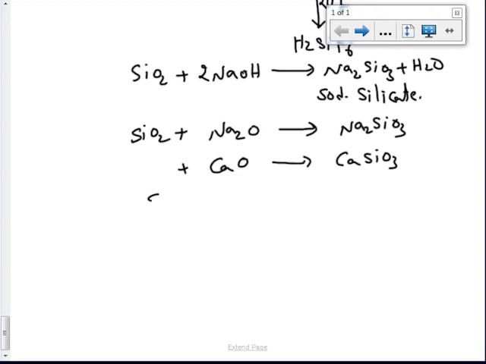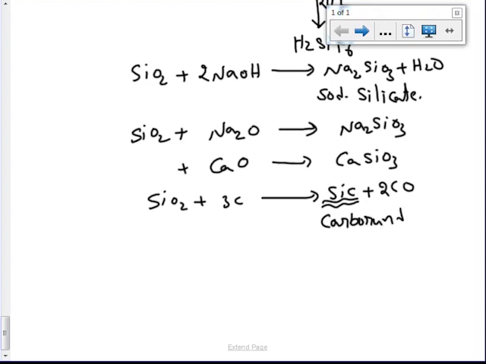Now silicon dioxide, SiO2, on reaction with carbon gives SiC plus 2 moles of carbon monoxide. It's the most important compound. Its name is called silicon carbide, otherwise carborundum. Carborundum. It is an abrasive compound. That means very hardest material. It's a very hardest substance.